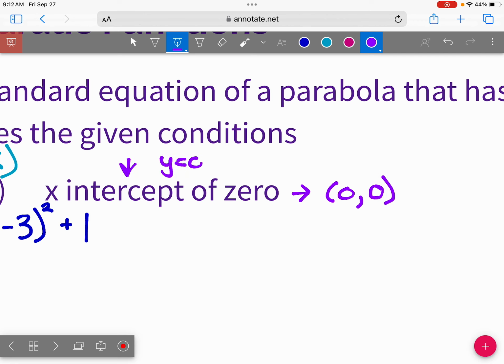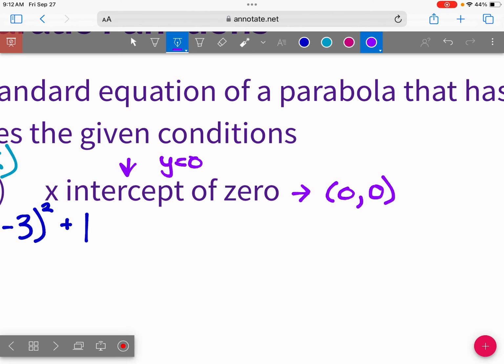X-intercept means y equals 0. X-intercept of 0 goes through the point 0, 0. So if they said a y-intercept of 2, that would be 0, comma 2. If we have an x-intercept of 4, it would be 4, comma 0. So they might not give you the ordered pair, but they give you enough information.